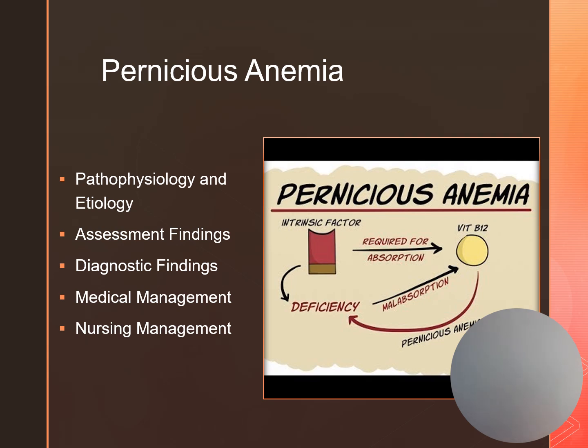These clients are going to have stomatitis, glossitis, digestive disturbances, diarrhea, dyspnea with minimal exertion, jaundice, irritability, confusion, depression, numbness and tingling in the arms and legs, and ataxia. We diagnose by looking at blood and bone marrow studies. We can also do a Schilling's test or a blood smear. To treat it, we have to administer IM vitamin B12.